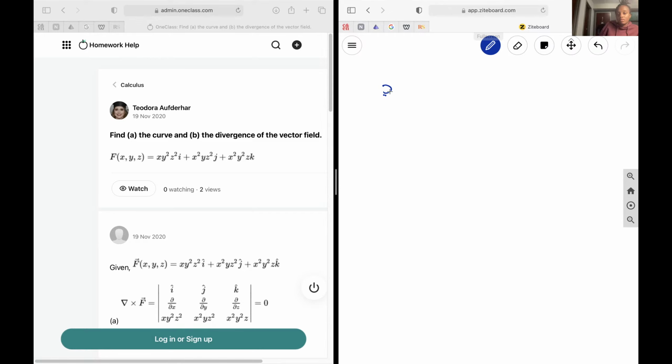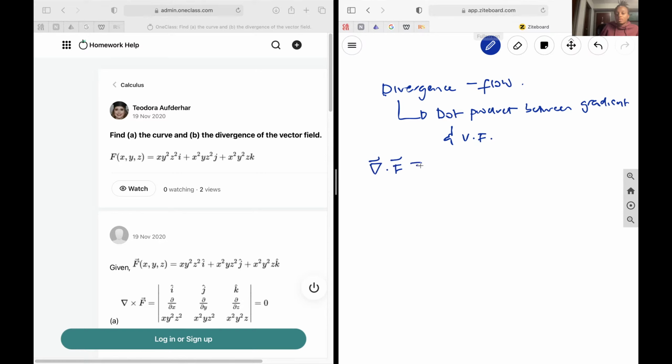The divergence measures flow, and the divergence is the dot product between the gradient and the vector field. And so its notation would be this. And when you expand it out, if your vector is in 3D, then it will be the dot product between these.